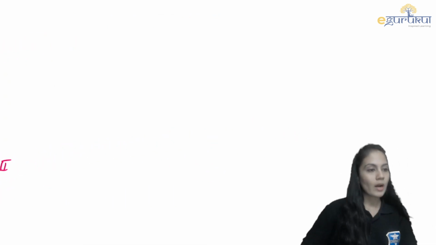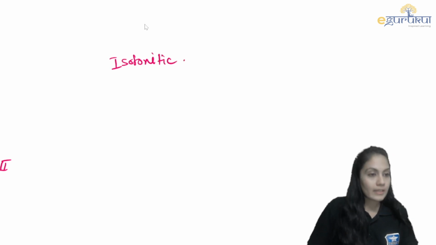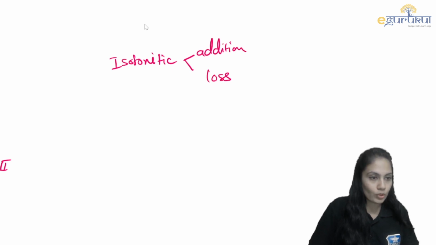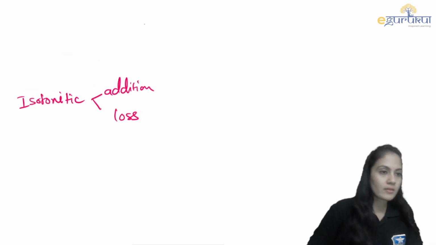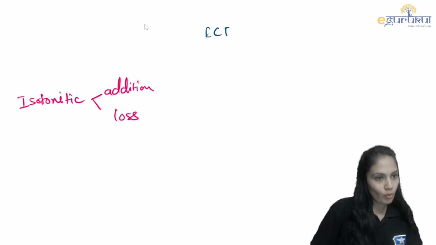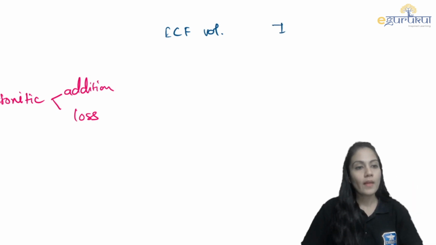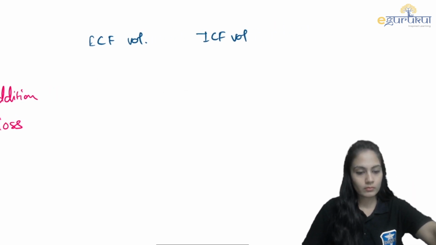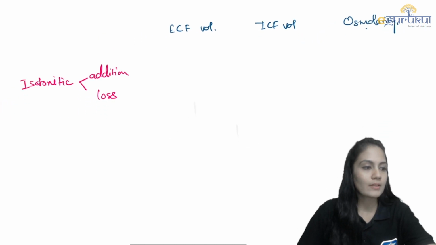So let's talk about the isotonic. I'm going to write over here the tonicity, isotonic fluids. If there is an addition or loss of this isotonic fluid, then what is going to happen, and to whom is it going to happen? First of all, we are going to write ECF volume. Obviously, whenever changes occur in the volume, that starts from the ECF, then ICF volume and the osmolarity. Okay, what is going to happen to them? So let's talk one by one.